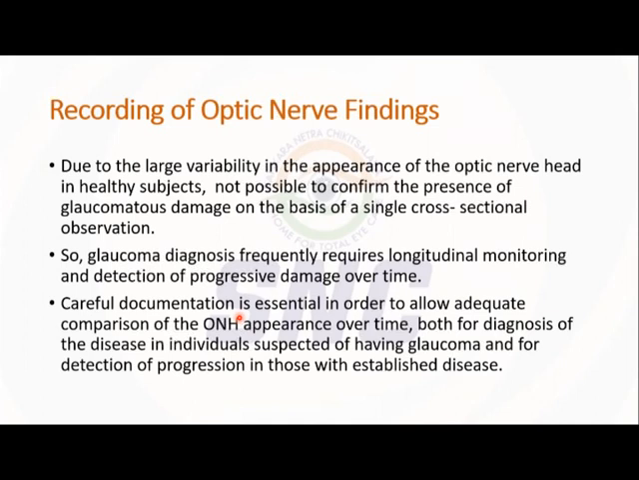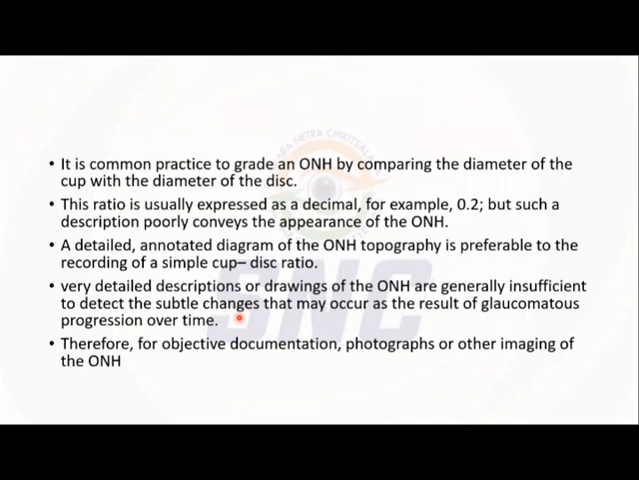So careful documentation is essential in order to allow adequate comparison of the optic nerve head appearance over time, both for diagnosis of the disease and detection of progression in those with established disease. It's common practice to grade an optic nerve head by comparing the diameter of the cup with the diameter of the disc, and the ratio is usually expressed as a decimal, for example 0.2, but such a description poorly conveys the appearance of the optic nerve head.